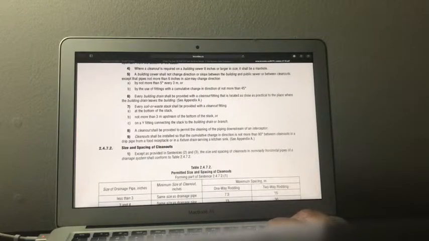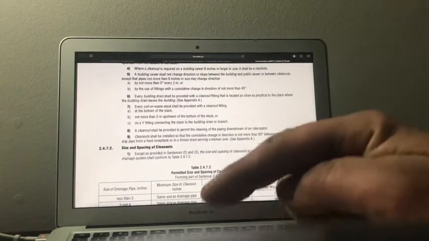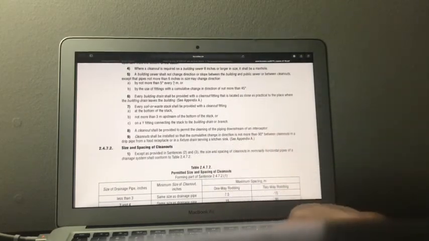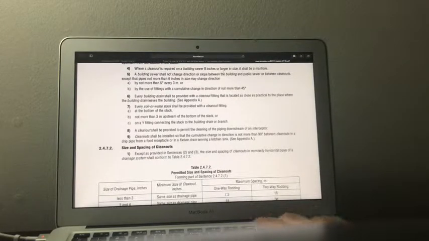A building sewer shall not change direction or slope between the building and public sewer or between cleanouts, except that a pipe not more than 6 inches in size may change in direction by not more than 5 degrees every 3 meters. So that's a banana or a bow in a pipe, and that's kind of the allowance, not more than 5 degrees every 3 meters. This is talking about a building sewer, by the use of fittings with a cumulative change in direction of not more than 45 degrees.